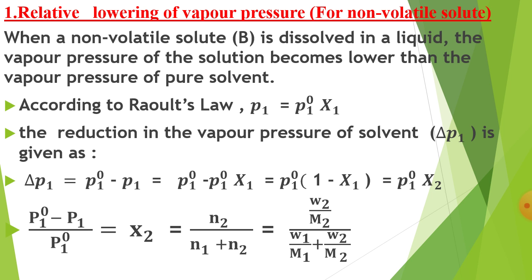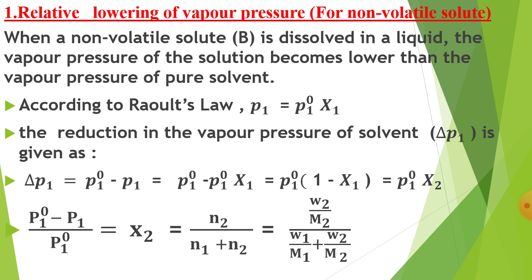Now, when a non-volatile solute, here the solute taken in the form of B, is dissolved in a liquid, the vapor pressure of solution becomes lower than the vapor pressure of pure solvent. This I also told you. Now the surface of solvent molecules are occupied by some solute particles which are non-volatile. That's why less vapor comes from the solvent and hence the vapor pressure of that liquid becomes lower.